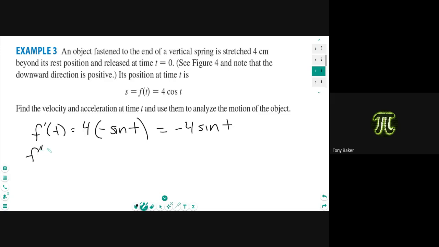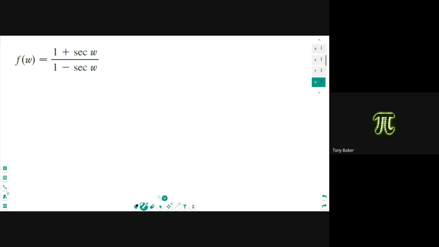The second derivative of this would then be negative 4, and the sine becomes cosine. So that's it. All right, one more. Straightforward trig problem.